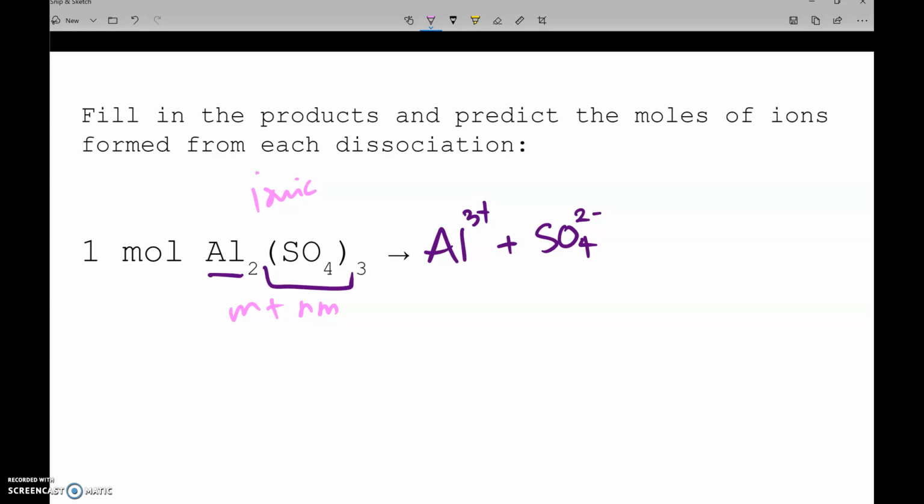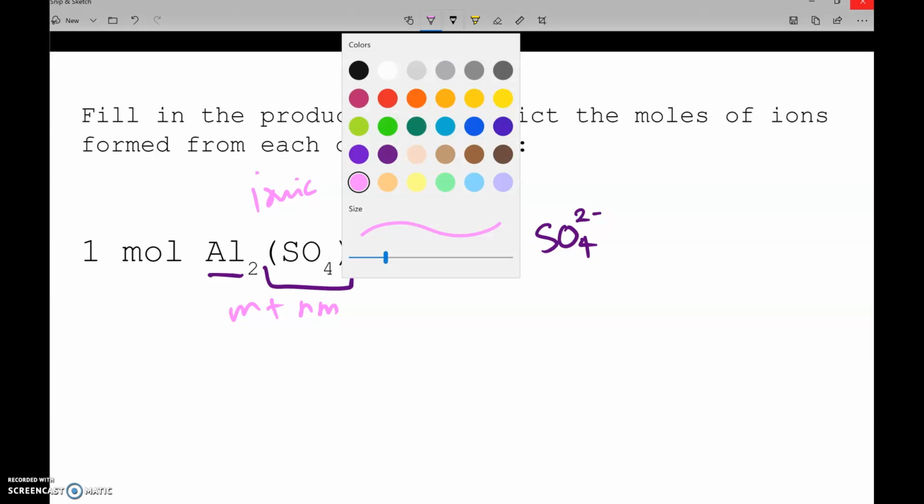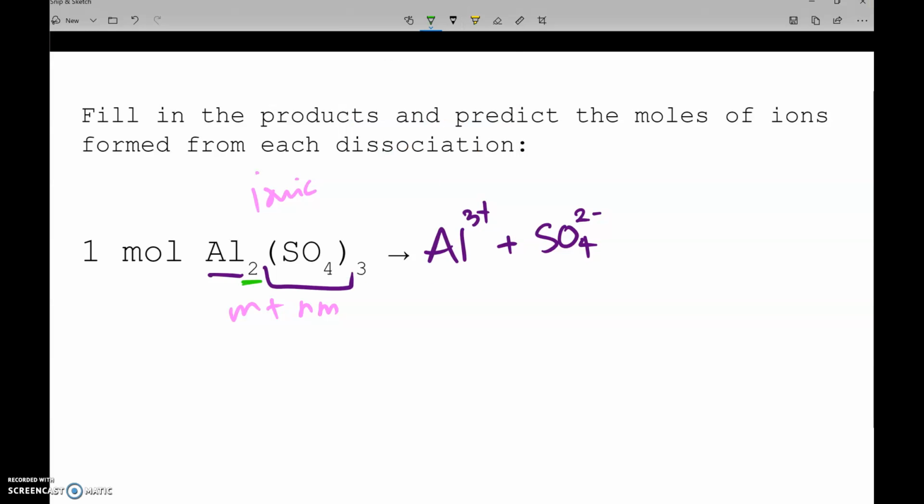Okay, now we're going to go ahead and balance. So right here, we've got 2 aluminums. Here we only have 1, so we're going to put a 2 in the front. Here we've got 3 sulfurs, only 1 there, so put a 3 in the front. 4 times 3 is 12, 3 times 4 is 12, so this is now balanced. And then look at your moles, add them up. 2 on the aluminum, 3 on the sulfate, for a total of 5 moles of ions.